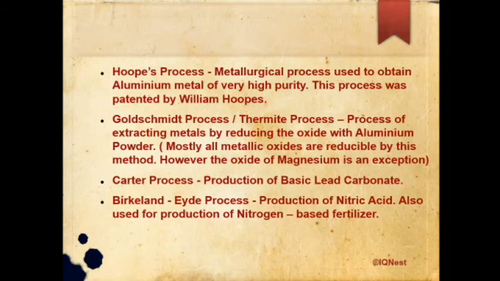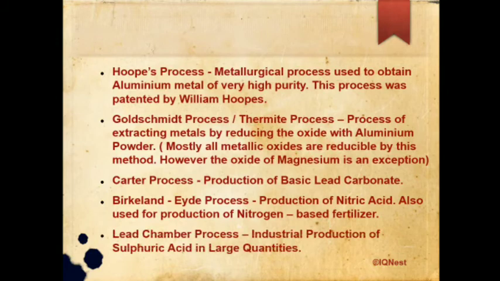The next one is the Birkeland-Eyde process. This is used for the production of nitric acid, and also for the production of nitrogen-based fertilizers. The next process is the lead chamber process. This is used for the industrial production of sulfuric acid in large quantities.